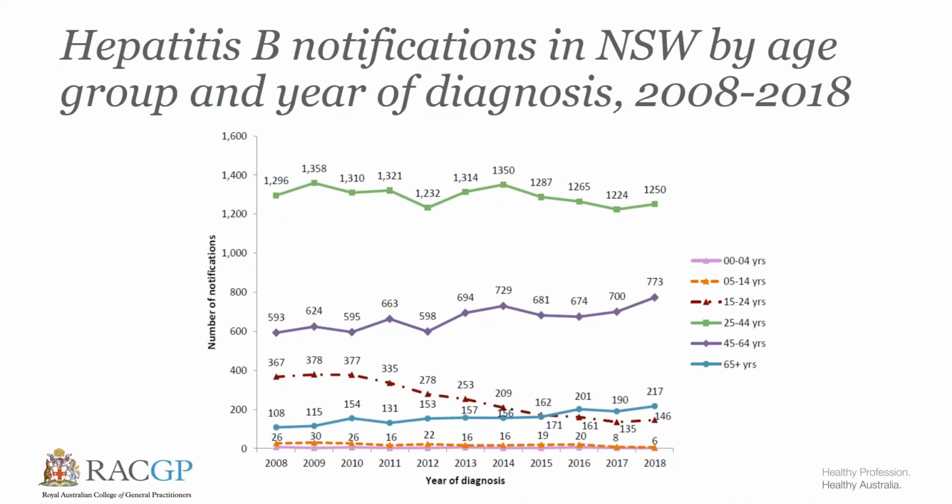Interestingly, the magenta dotted line is dropping, so that's 15 to 24 years of age. As the vaccinated cohorts come through, the prevalence in that age group is also decreasing. And we're seeing an increase in the 45 to 64-year-olds, which might be due to increased recognition and better testing, or it might also be related to migration patterns.